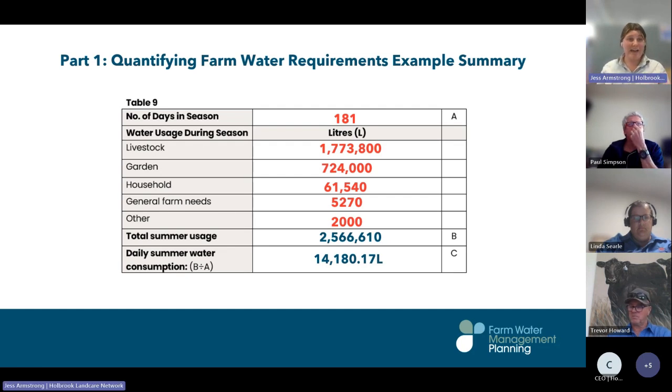So every day for 181 days, you're going to be using 14,000 litres of water. And that is just for this example.